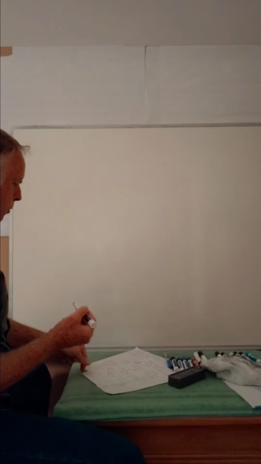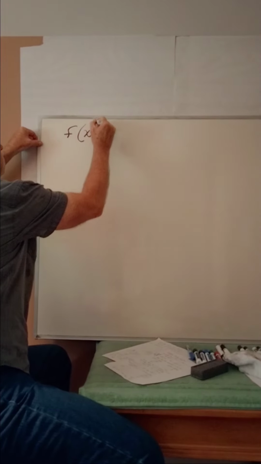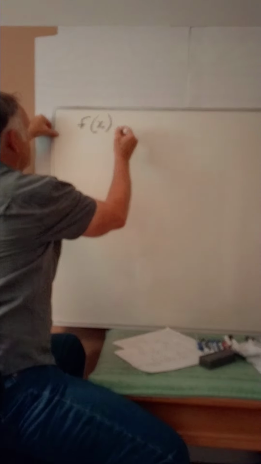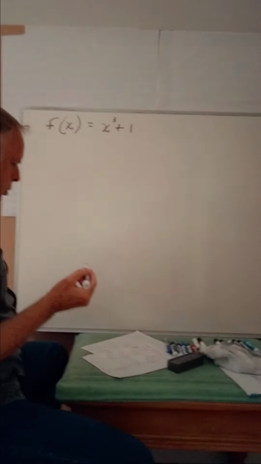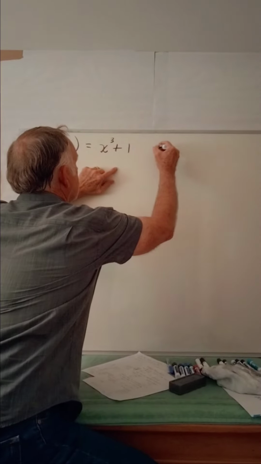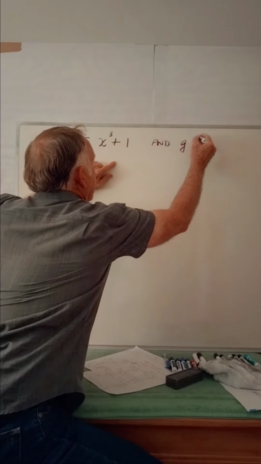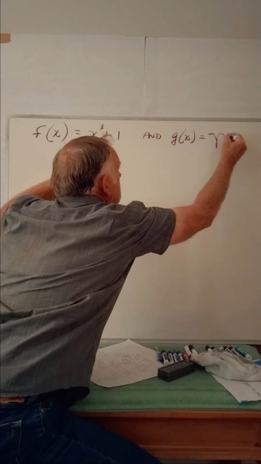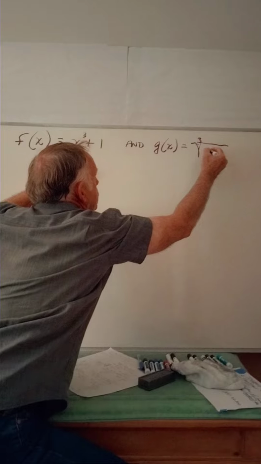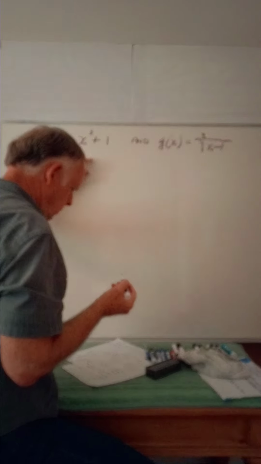And we're going to take a look at another example. We're just going to go through the composite concept and show you why these are going to be inverse. So let's say that we have f of x is equal to x to the third plus 1, and g of x is equal to the cubed root of x minus 1.